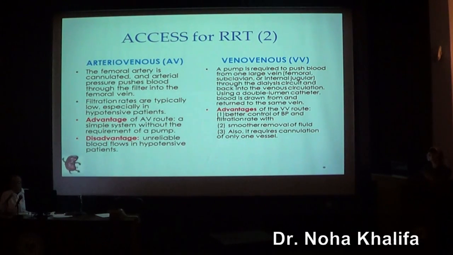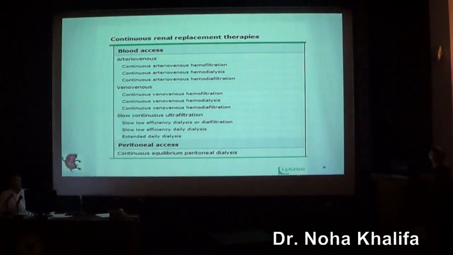So you use a large vein, whether it's femoral or internal jugular or the carotid, and you use that for the blood. And the advantages of this is that there's better control of blood pressure, there's a safer removal of the solutes and the water, it's smoother, and you just have to cannulate one vessel.